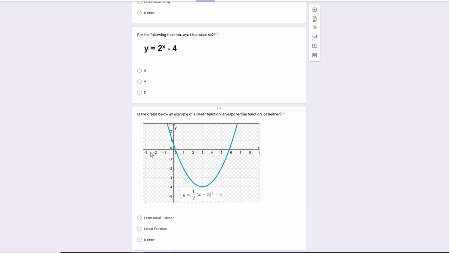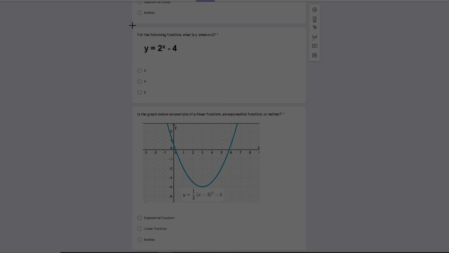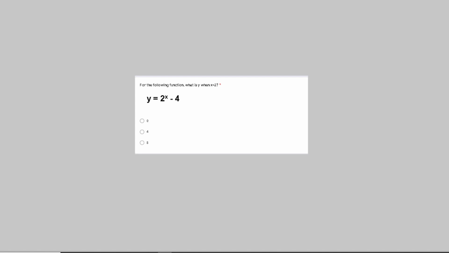For the following function, what is y when x is 2? So you go ahead and you just plug in 2 for x. y is equal to 2, and x is 2, so 2 squared minus 4. y is equal to 2 squared is 4, minus 4, 0.